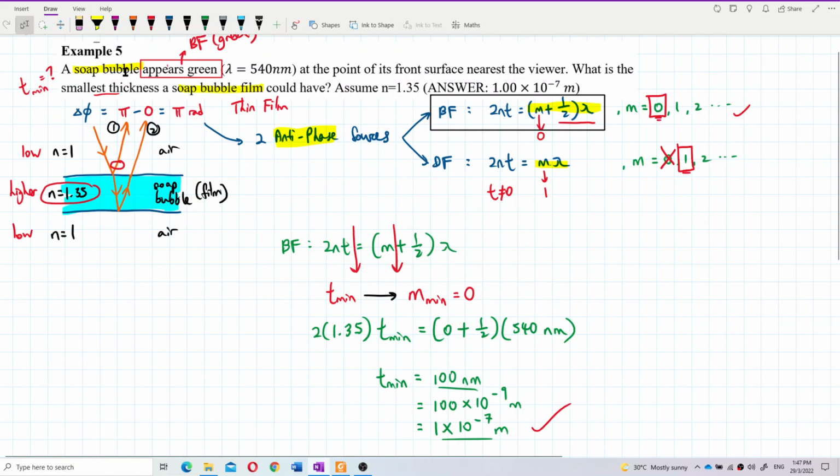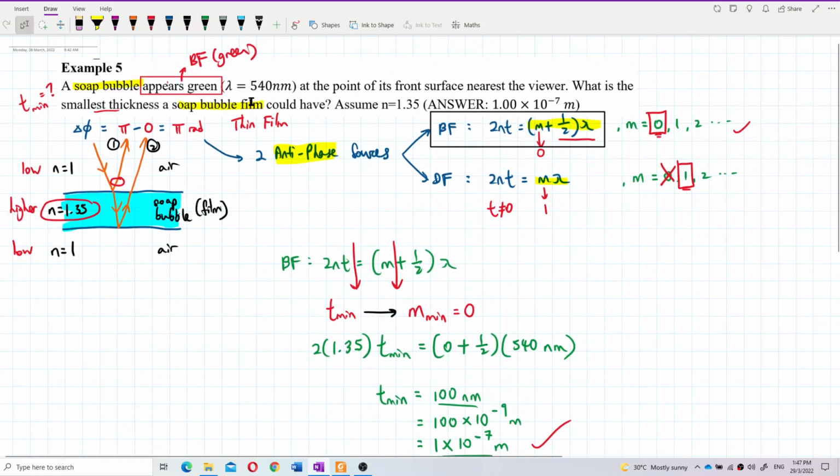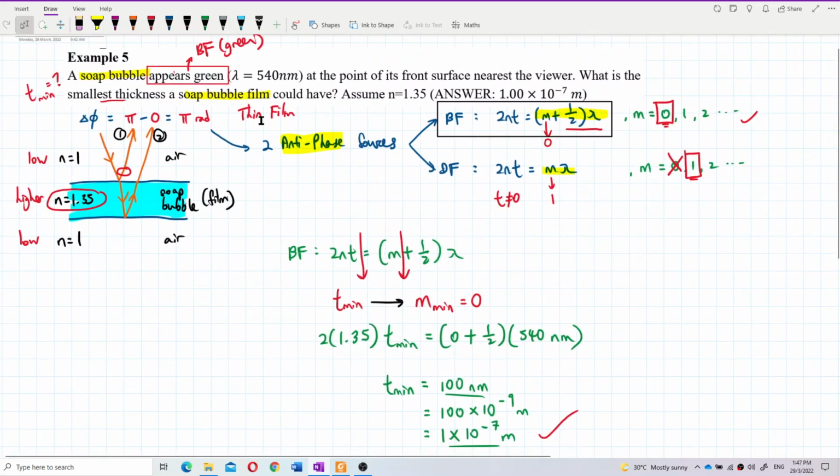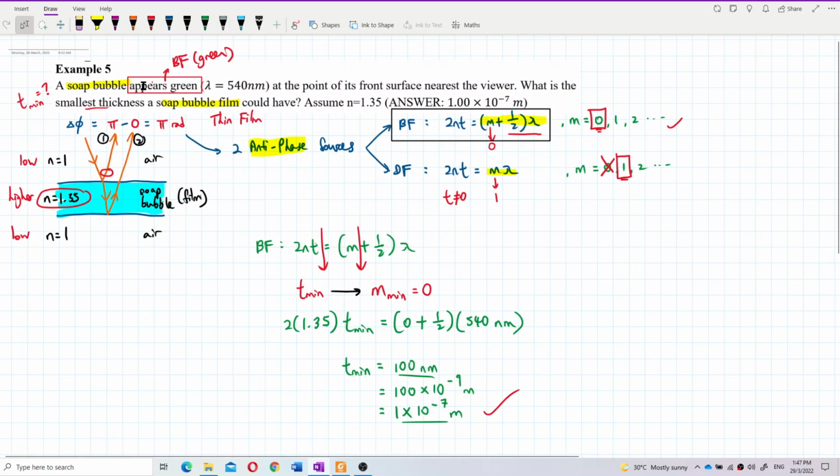So that's it for this question. The key is this is about thin film, with a lower to higher refractive index, so only one ray has a phase change and the other ray has none. The phase difference between them is pi radian, so it becomes anti-phase. For the anti-phase formula, bright fringe uses m plus half lambda, and dark fringe uses m lambda. This question says appears green, which means bright fringe in green color, so we use the bright fringe formula. Minimum thickness means the order also needs to be minimum. This formula allows a minimum order of 0, unlike m lambda, where the minimum order should be 1.